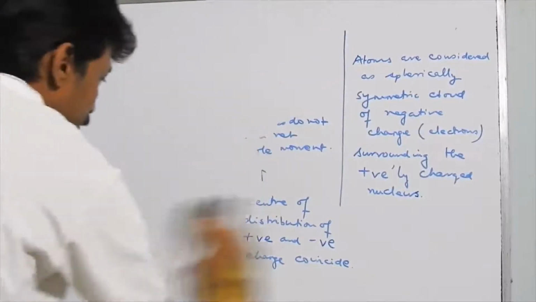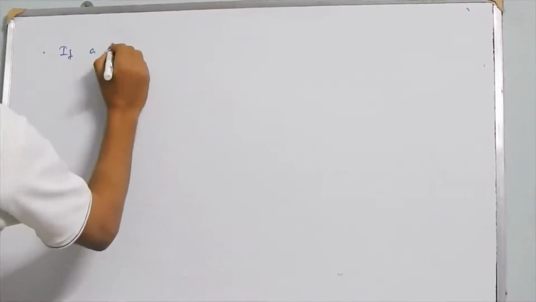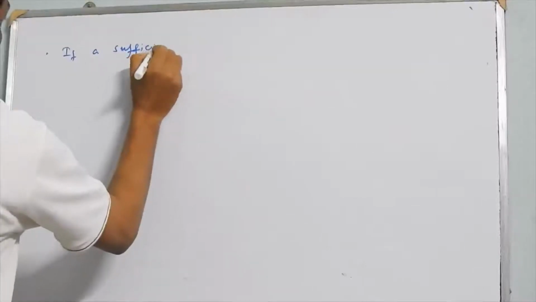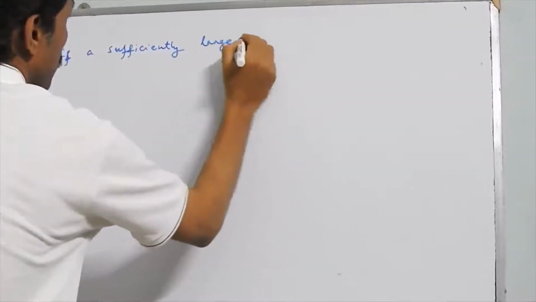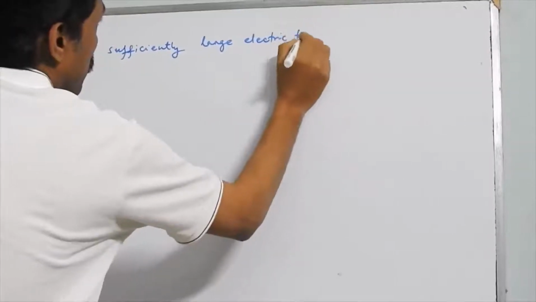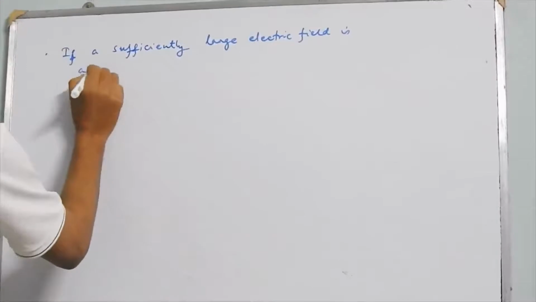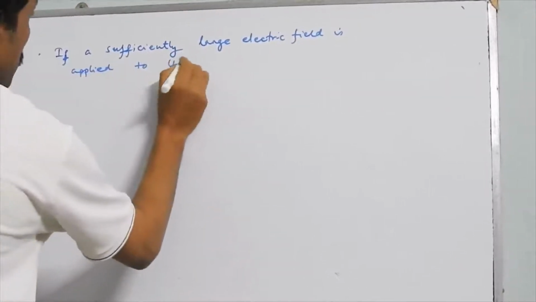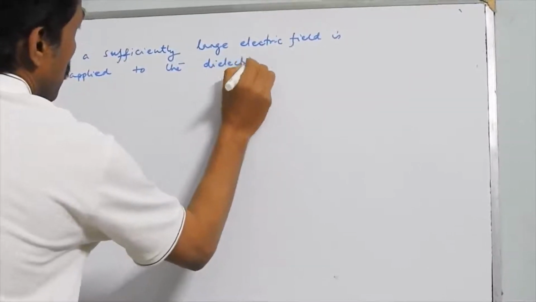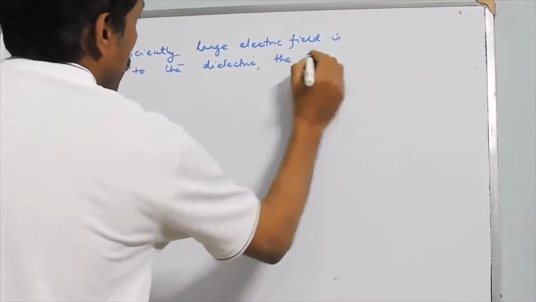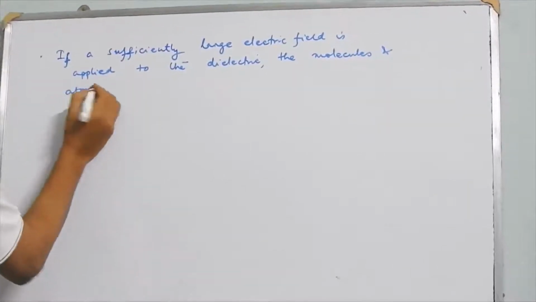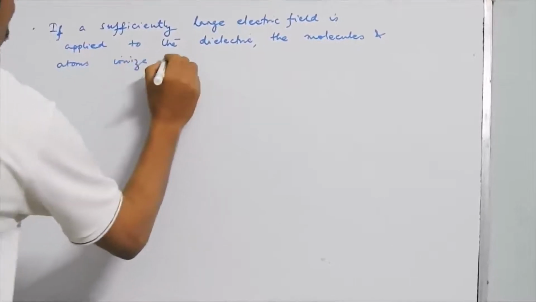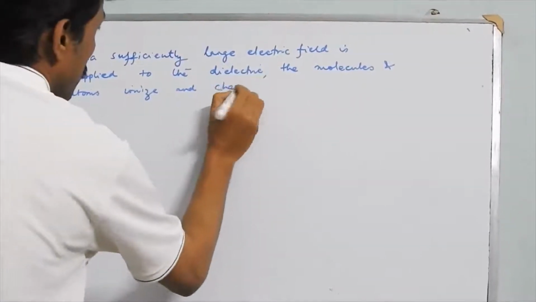So if a sufficiently large electric field is applied to the dielectric, the molecules and atoms, the ions, and charges begin to flow on the surface of the dielectric.